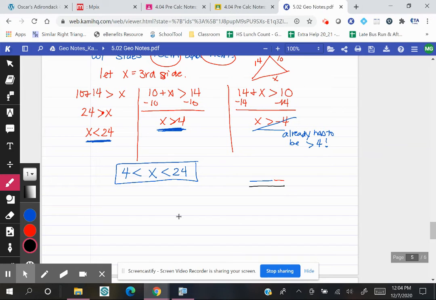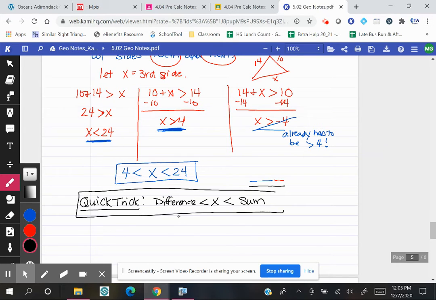Now we also have a quick trick here. It only works if you're given actual values, so not variables, but whole numbers or any rational number. But we can say that here x is greater than 4. We got that by taking the difference of our two sides that were given to us. And the 24 we got by adding, so taking the sum.